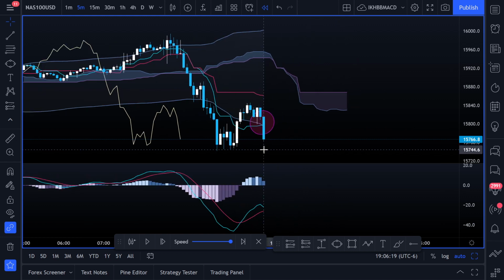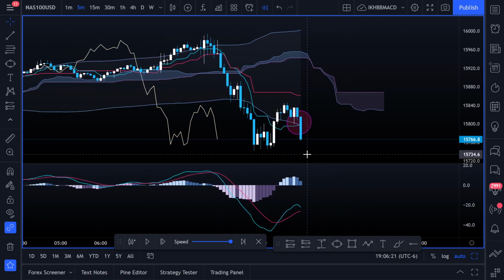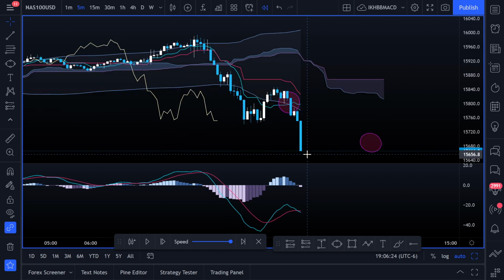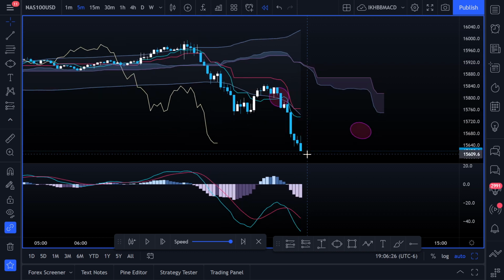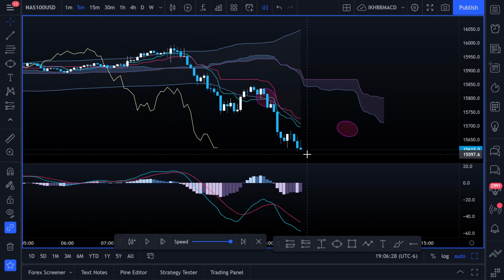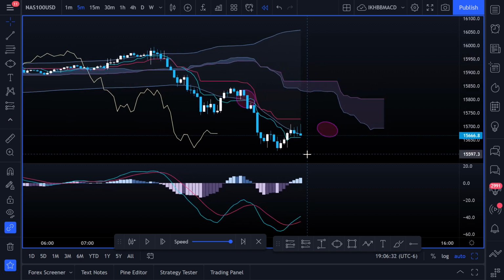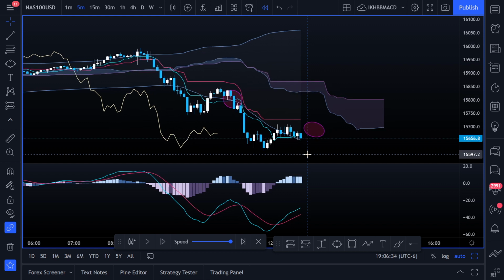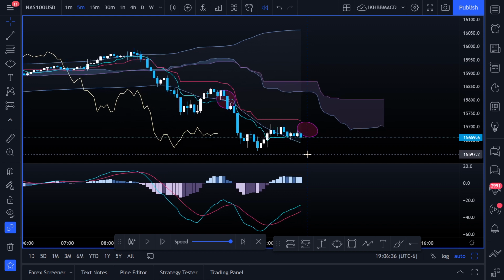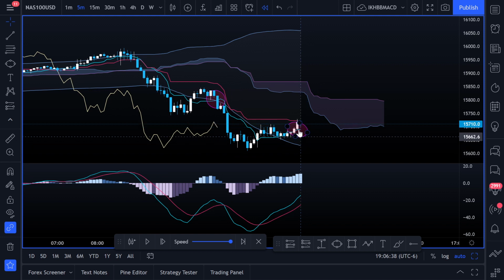So I am going to play a few more bars, and I will tell you where I closed this short position. I kept this short position open until this point. You can see that I had already drawn this circle. So this was my exit.